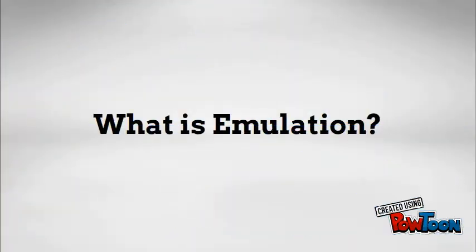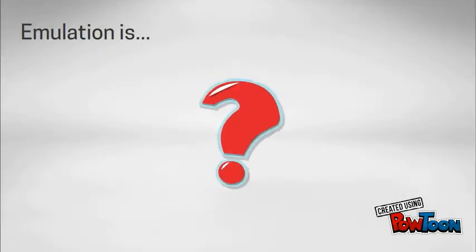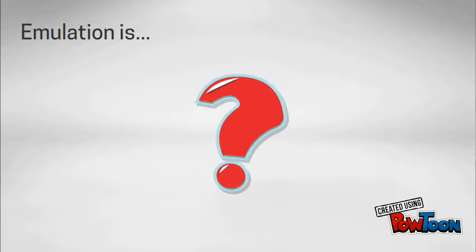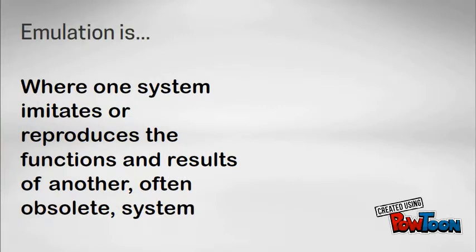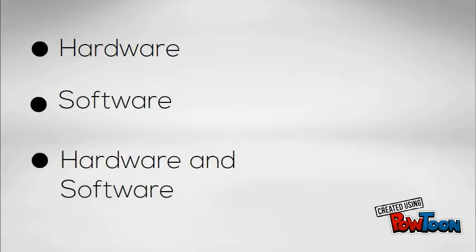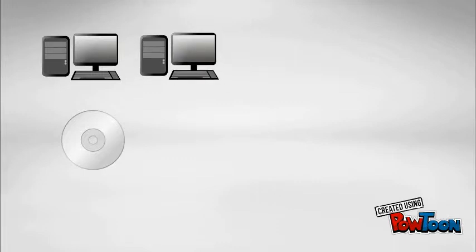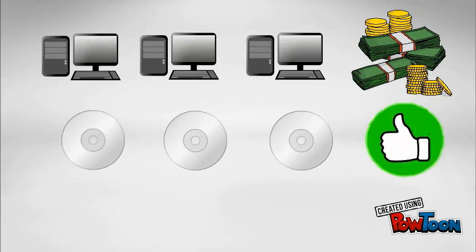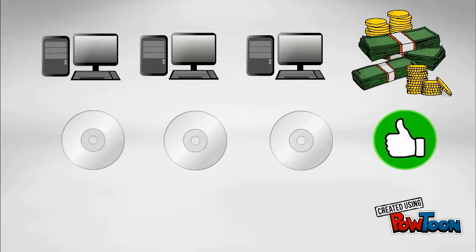So, what is emulation? Emulation comes from the verb emulate, meaning reproduce or imitate. In terms of computer emulation, this is the use of one system to imitate or reproduce the functions and results of another, often obsolete system. This can be done using hardware, software, or a combination of the two. However, since hardware is expensive to reproduce, most emulation is done via software, i.e. a computer program.